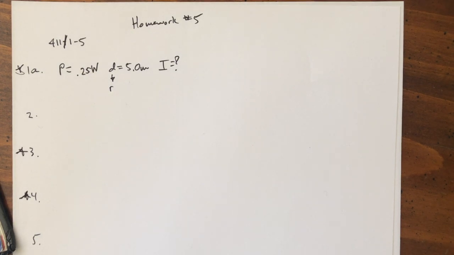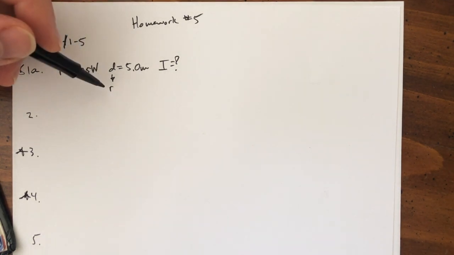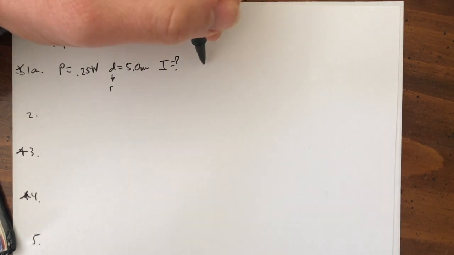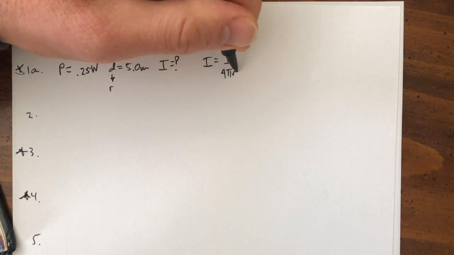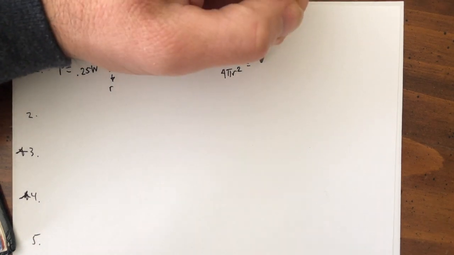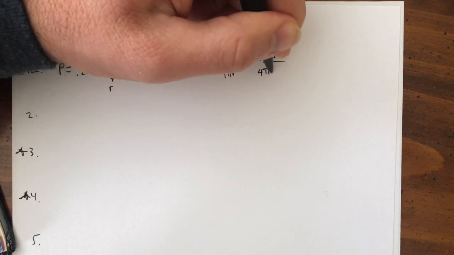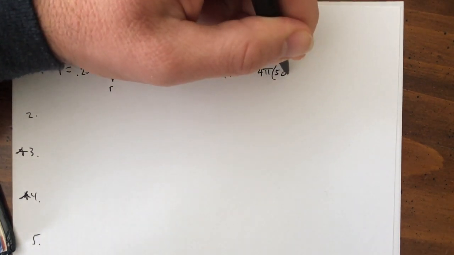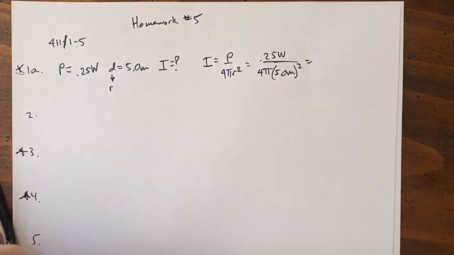On the other side, you'd experience the same intensity. But D and R are the same thing. Do not cut D in half to find out what R is. So the equation is I equals P over 4 pi R squared. And from there, we can just substitute our numbers in. So we go 0.25 watts for P, and then 4 pi times 5.0 meters squared. And probably the biggest mistake I see on problems like this is people forget to do that square.